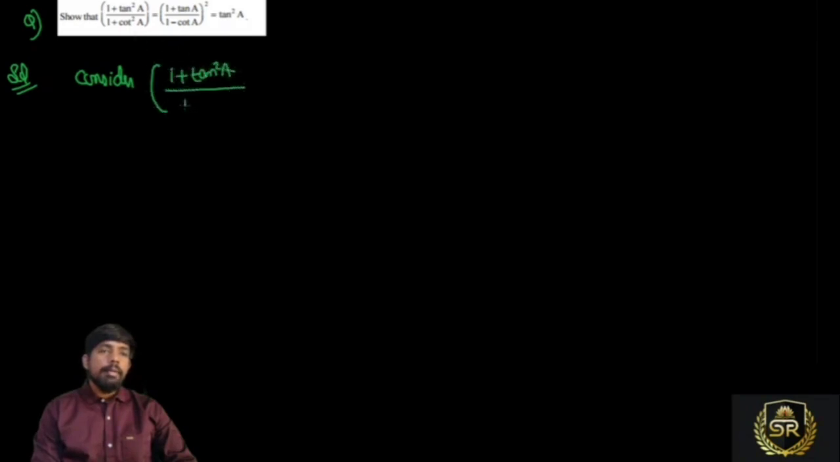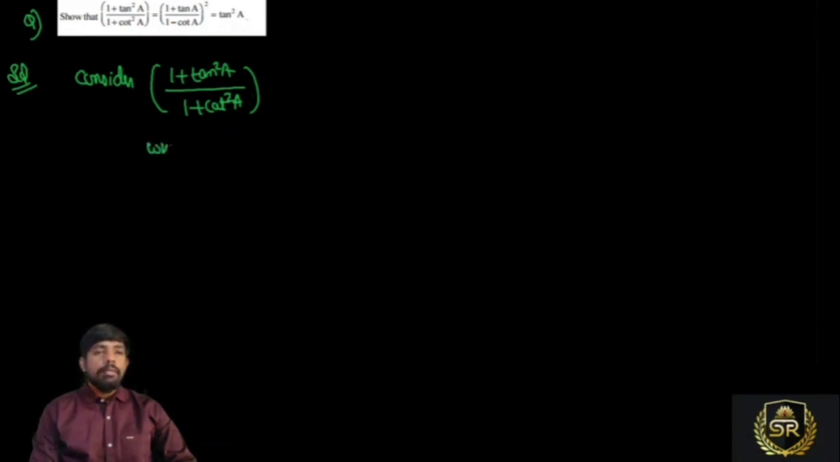Show that (1 plus tan square a) by (1 plus cot square a) is equals to (1 plus tan a) whole by (1 minus cot a) whole square is equals to tan square a. We are asked to prove this is tan square a and this is also tan square a. Consider 1 plus tan square a by 1 plus cot square a. We will consider this and prove this.